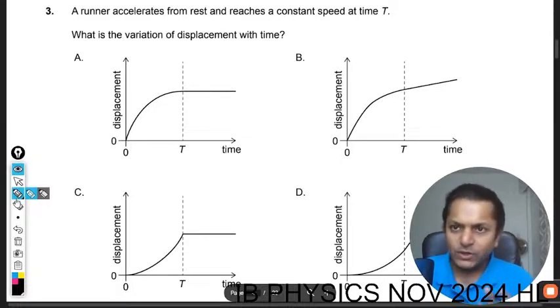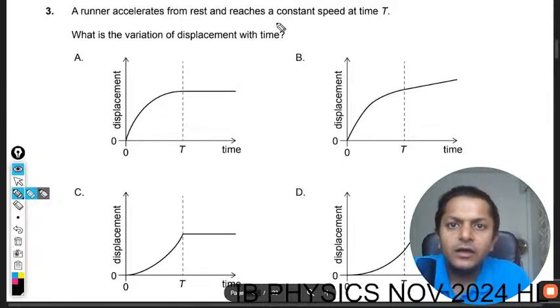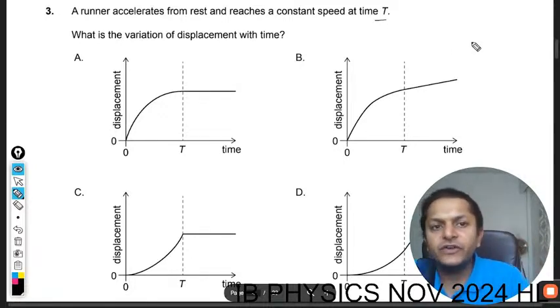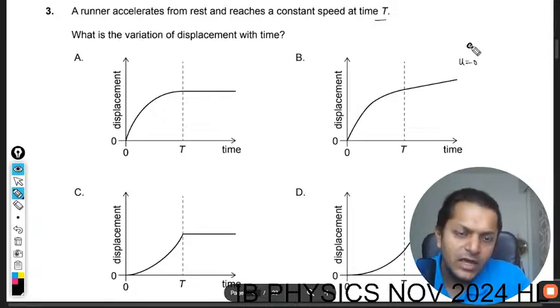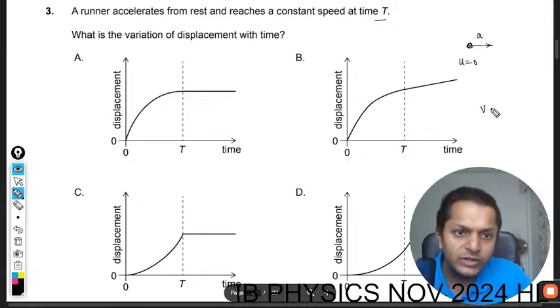Okay, dear students, let's see what is there in this question. A runner accelerates from rest, reaches a constant speed at time t. So first of all, this person was at rest, and it starts its acceleration, which is a. And of course, after some time t, it will be gaining some velocity because v is equal to u plus at.